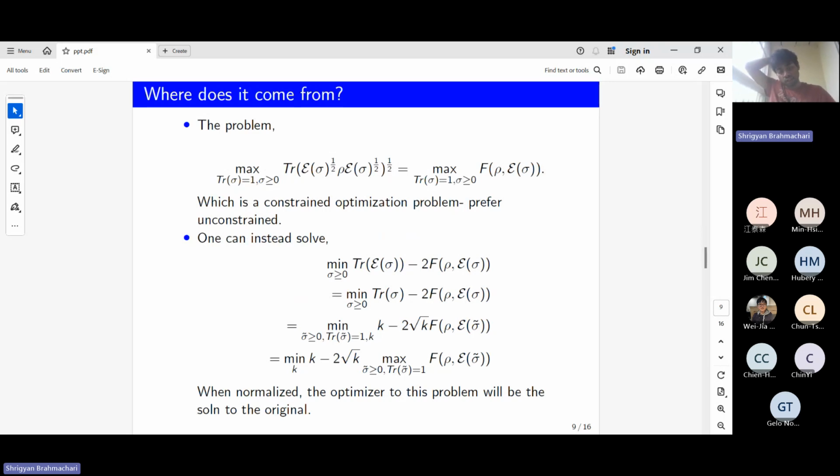For a second, just forget about the thing I told you and look at the first equation over here. That's a separate optimization problem. It's a minimization. It's trace of twirling of sigma minus twice the fidelity. The second equation follows from the fact that twirling, like any other CPTP map, is trace preserving. So you just end up getting trace sigma minus twice the fidelity of rho and epsilon of sigma. But remember, right now, this is not on density matrices. This is on any positive semi-definite matrix.